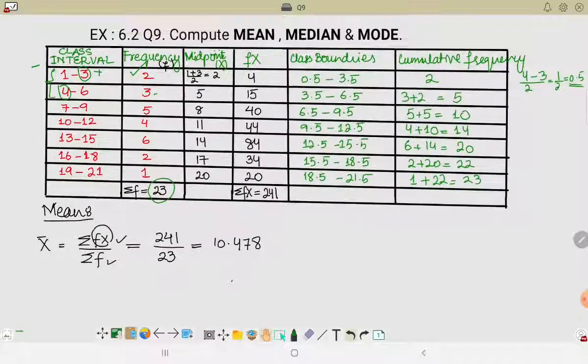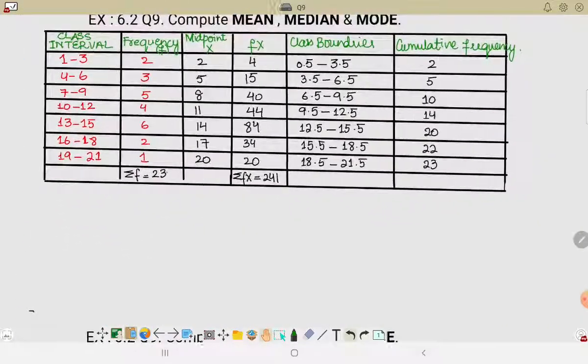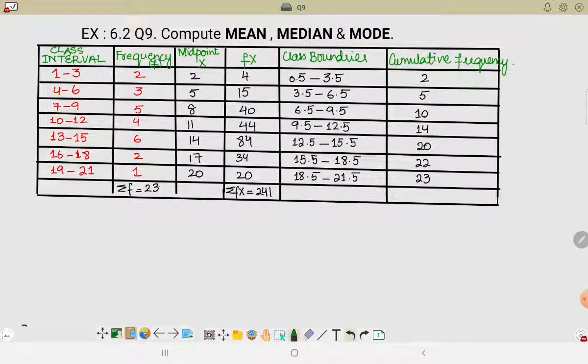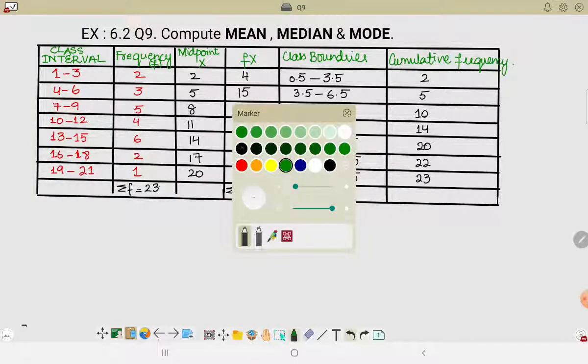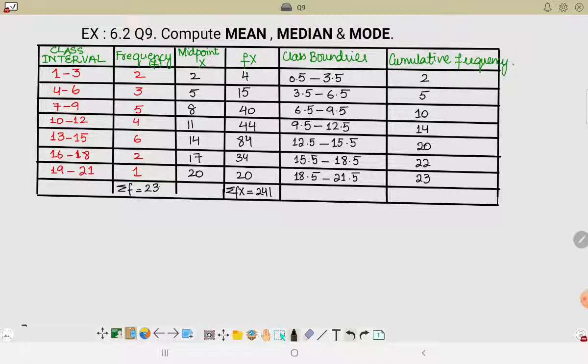Now let's compute median. For finding out the median, we have to write down the formula first. The formula for median is L plus h by f times n by 2 minus C.